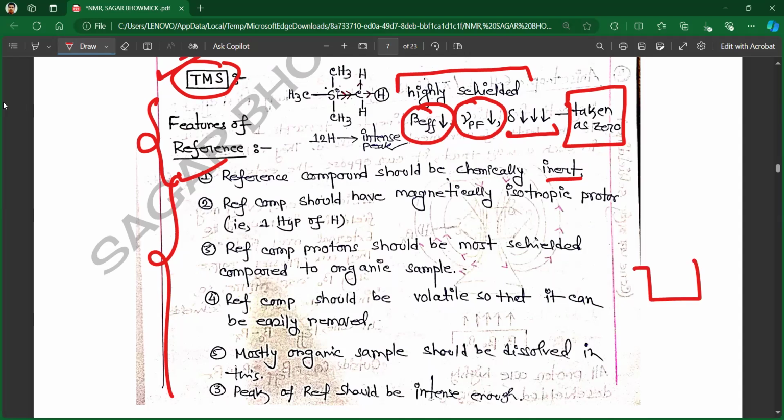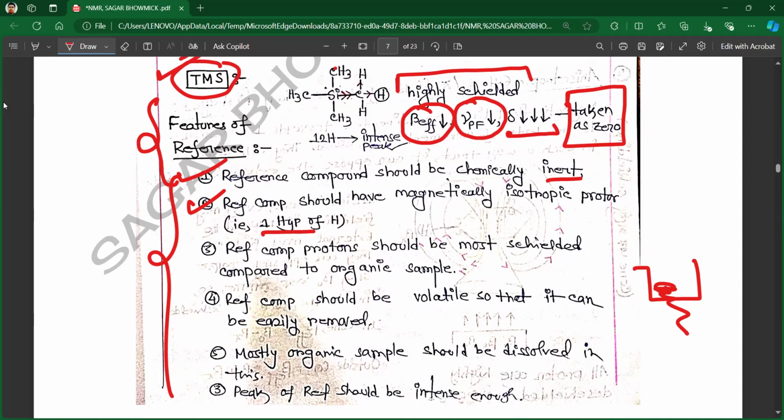Suppose my sample is A and this is TMS. If I put it in, and they react, then my compound will be decomposed. I will not be able to analyze that. So, chemically inert. Next, a reference compound should have magnetically isotropic protons. That means one type of proton. Here all protons are similar, so 12 similar protons.